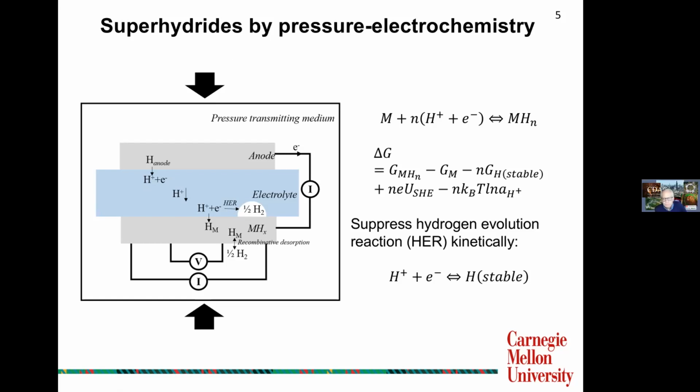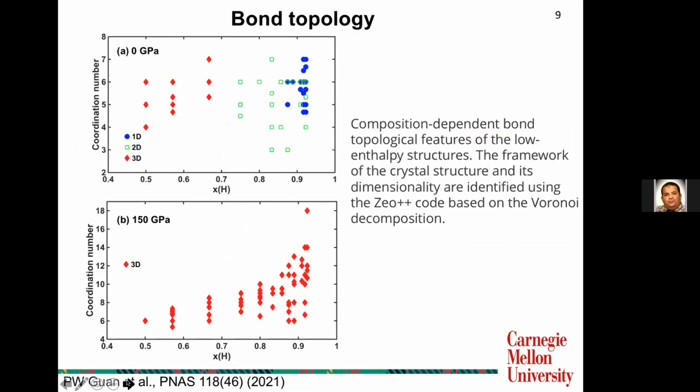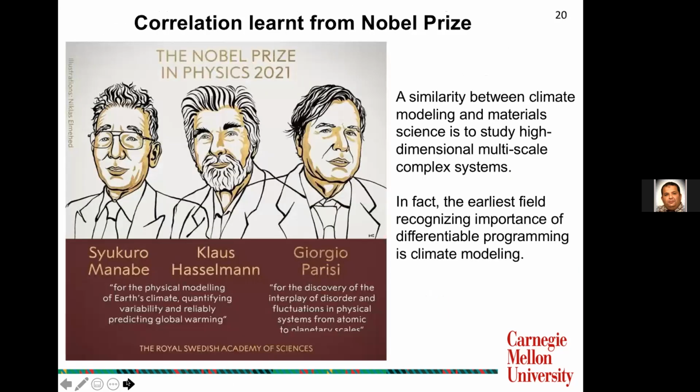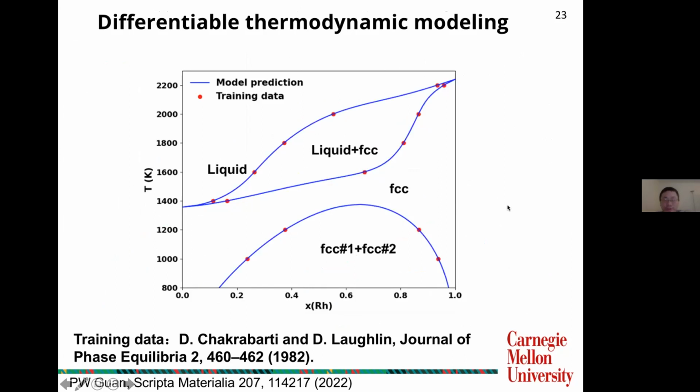Okay, Sabri? Yes, I have a question on the last slide. I didn't understand what's the difference between liquid plus FCC and liquid state, and how you can distinguish between them. Okay, so your question is about liquid plus FCC and liquid. How are you going to distinguish between them in simulation? What's the difference between them?